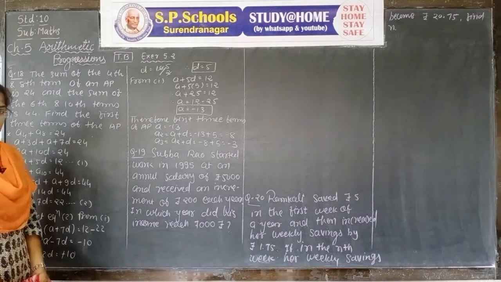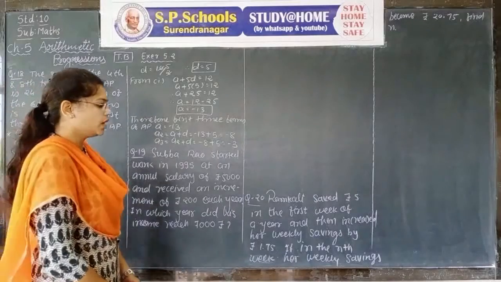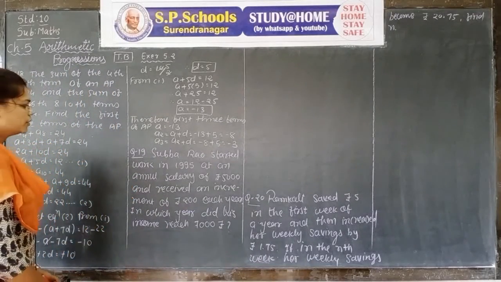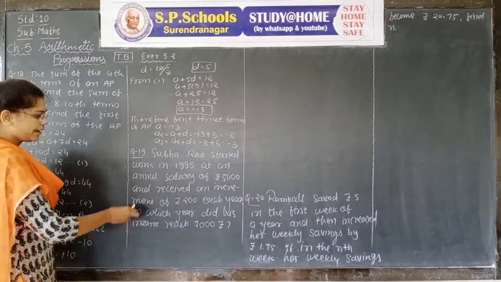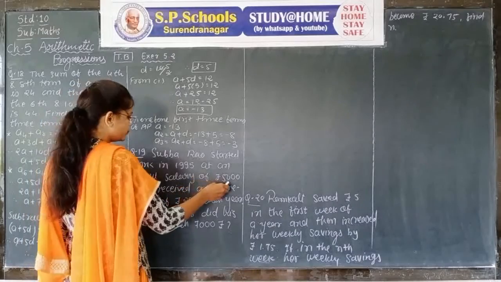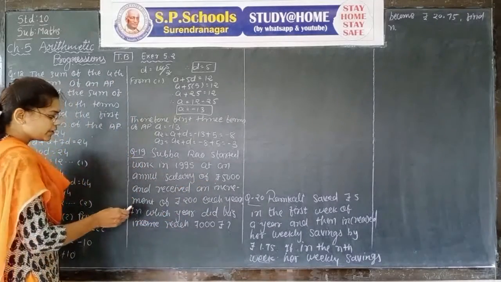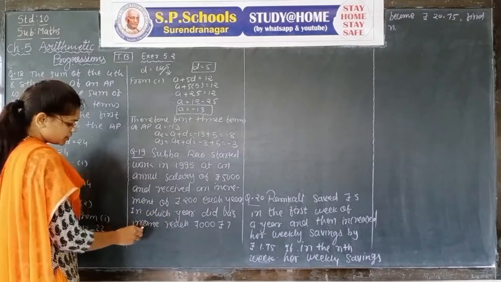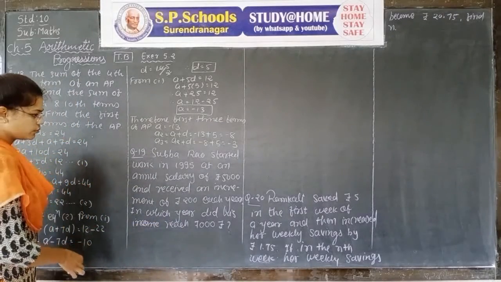18th number is completed. Now see the 19 and 20, both are situation type sums. 19 number: Subbarao started work in 1995 at an annual salary of rupees 5,000 and received an increment of rupees 2,000 each year. In which year did his income reach rupees 7,000?